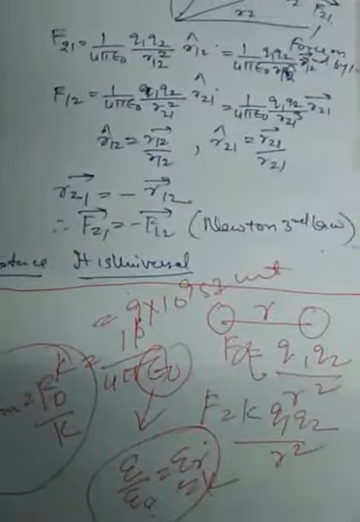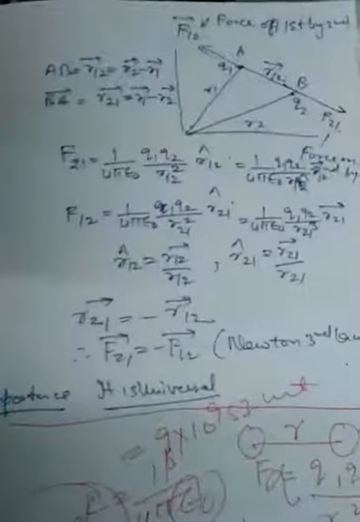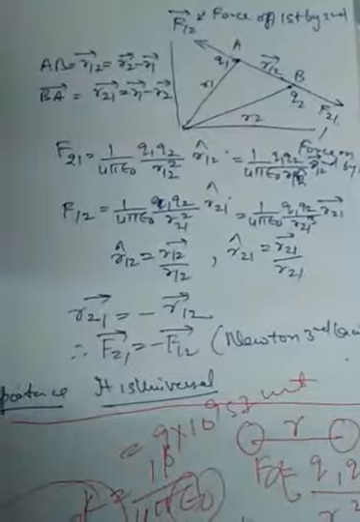So today's topic, we will discuss Coulomb's law in vector form. How are we going to take this law in vector form? Vector form means it has magnitude as well as direction. So how are the magnitude and direction going to be taken?